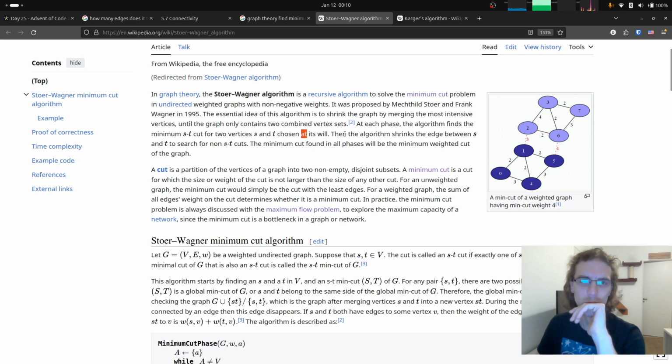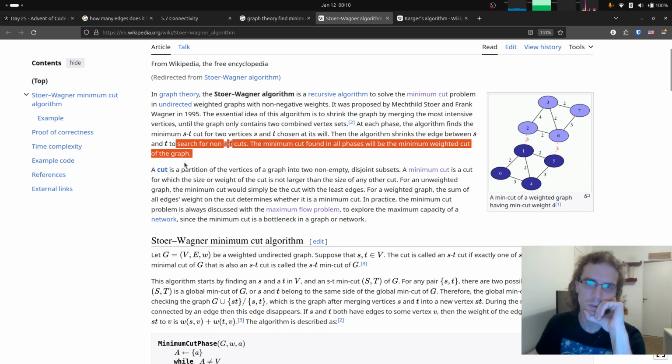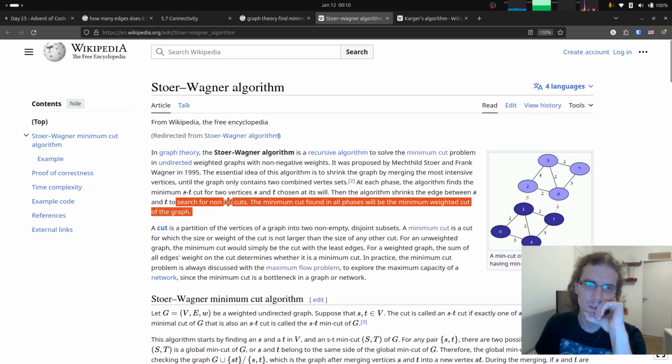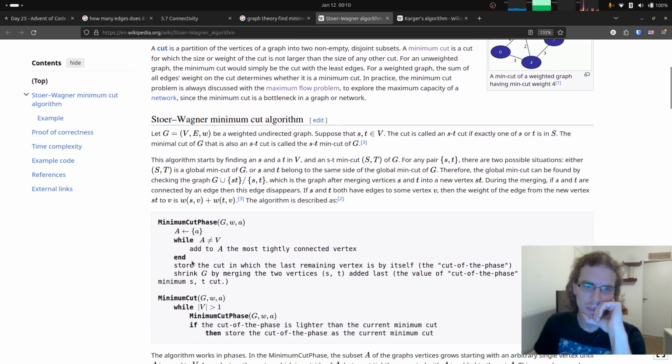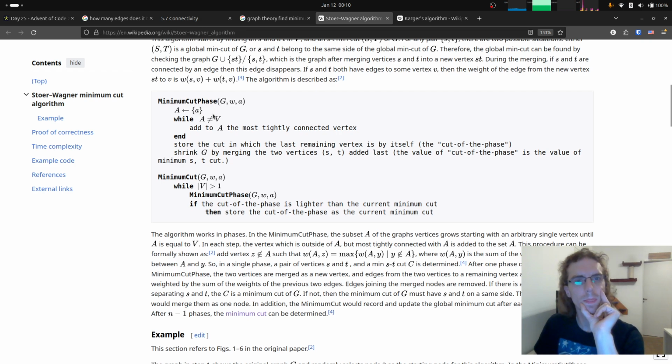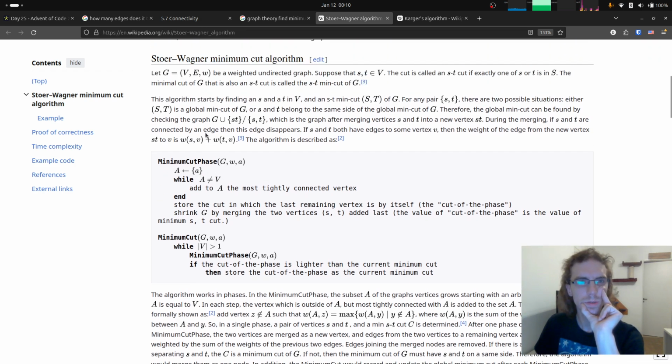Chosen at its will. Then the algorithm shrinks the edge between them to search for non-ST cuts. In all phases, it will find the minimum weighted cut of a graph. Okay, well, here we have a more code-looking pseudocode.